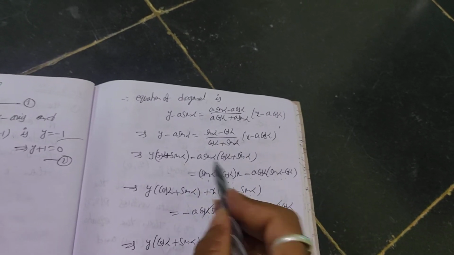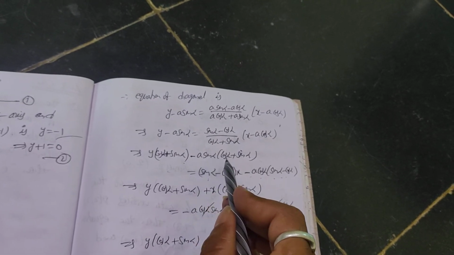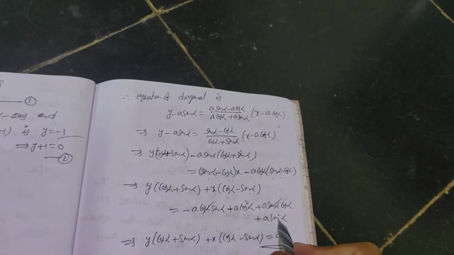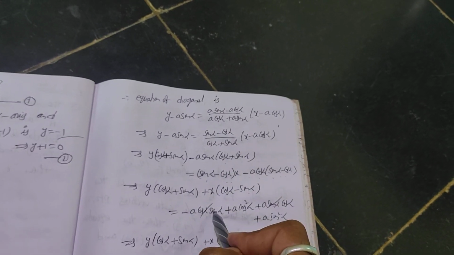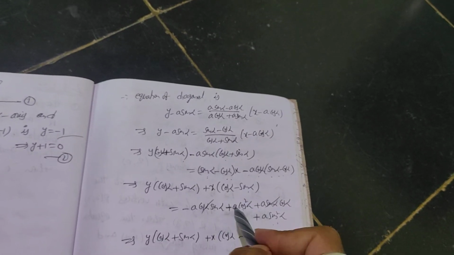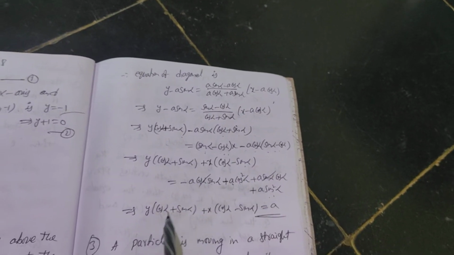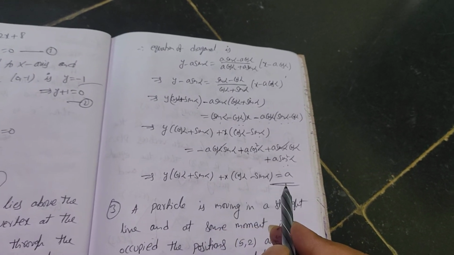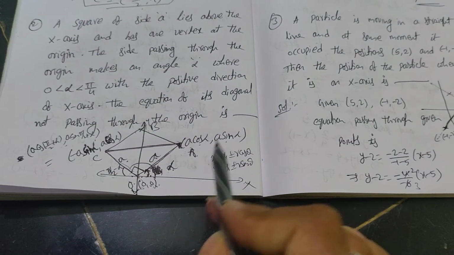If you transpose this side, this becomes positive only, a sin alpha into cos alpha plus a sin alpha cos alpha, a sin alpha, a sin square alpha. So these two get cancelled, and here if you take a common, cos square alpha plus sin square alpha, that is 1. So we have only a on the right side. So the answer is y of cos alpha plus sin alpha plus x of cos alpha minus sin alpha is equal to a. Did you understand this concept, all of you?